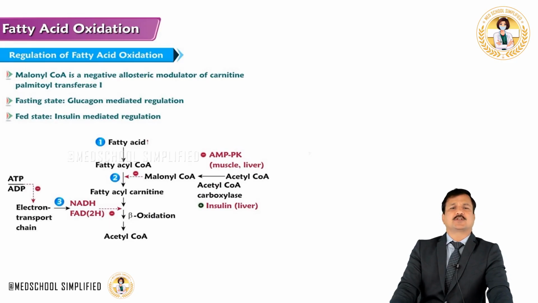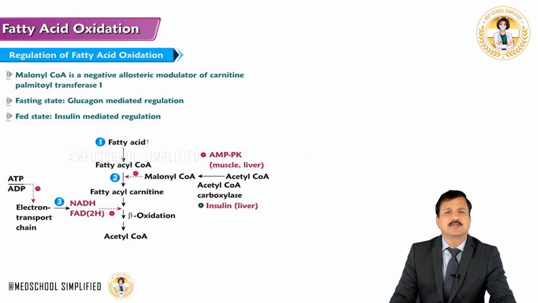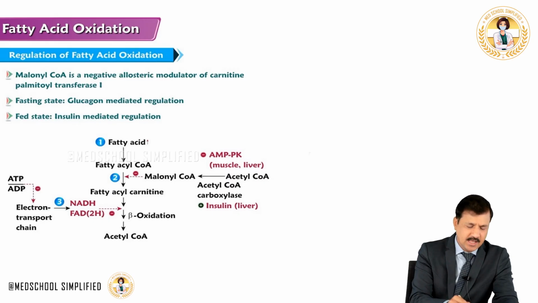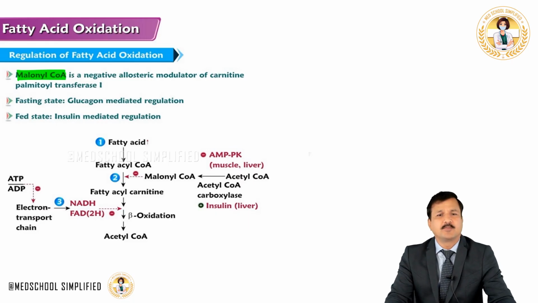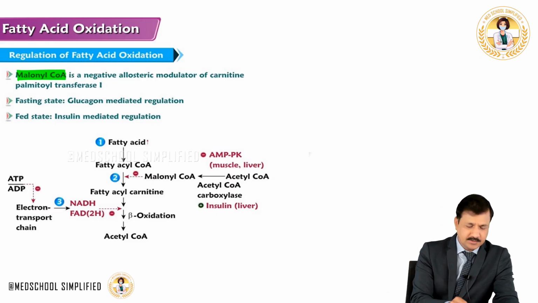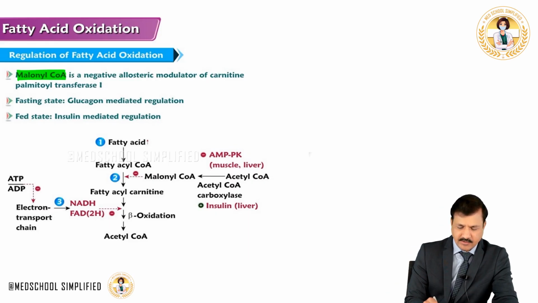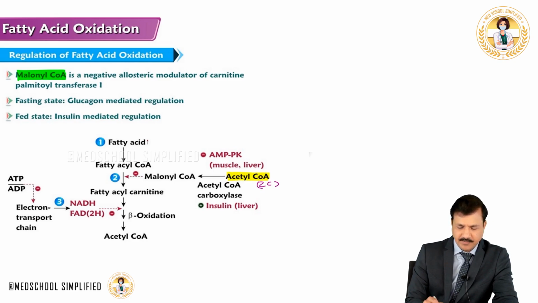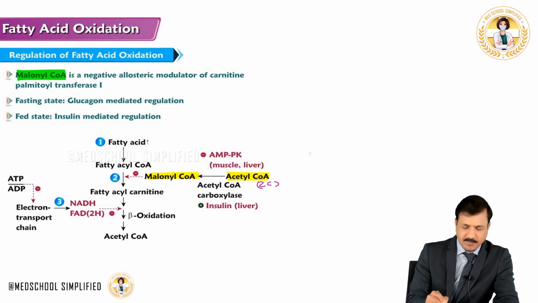When it comes to regulation of fatty acid oxidation, it revolves around a single molecule that you must remember, and that is malonyl-CoA. Make sure you remember the name of this molecule, malonyl-CoA. How do you get malonyl-CoA? Malonyl-CoA basically comes from acetyl-CoA. Acetyl-CoA is a 2-carbon molecule, as I am showing here.